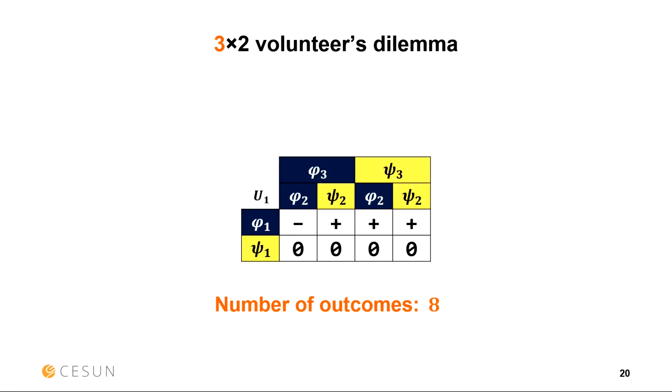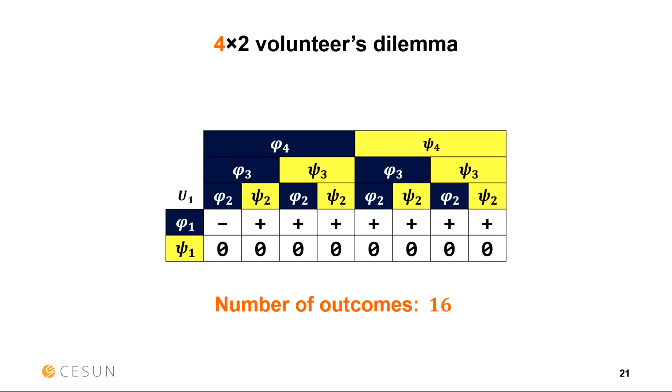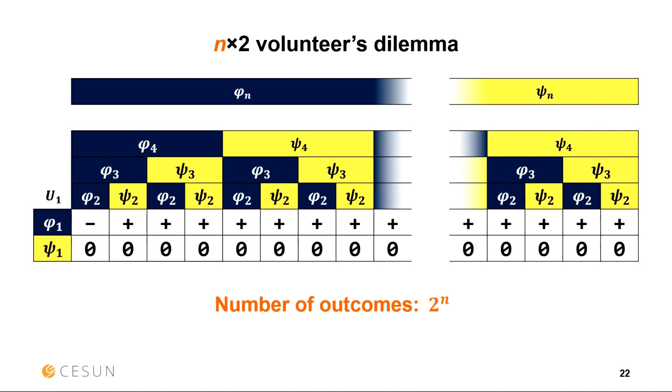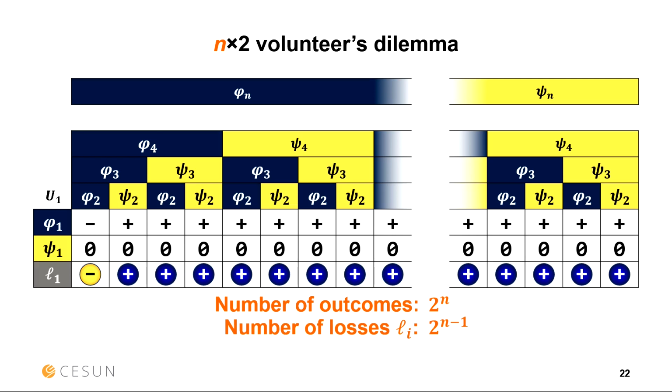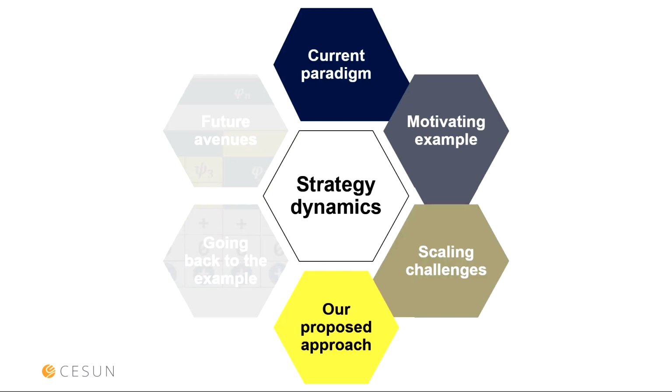With 3 actors, we have now 8 outcomes. With 4 actors, we have 16 outcomes. And for any number of actors in general, we have 2 to the n outcomes that would result in 2 to the n minus 1 deviation losses per actor. And at this point, it is not clear how we can classify the emergent strategy dynamics. So this is what our proposed approach attempts to solve.